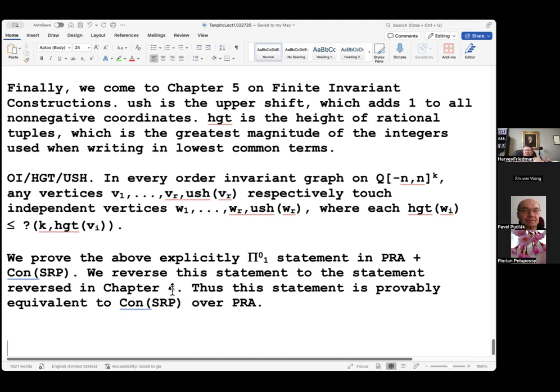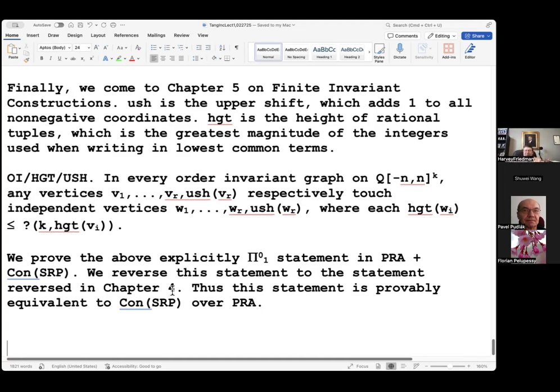There are only finitely many rationals of height at most n, only finitely many rational vectors of height at most n and dimension k, and it's a function of k and n. Okay. All right. Now this statement is OI height USH.